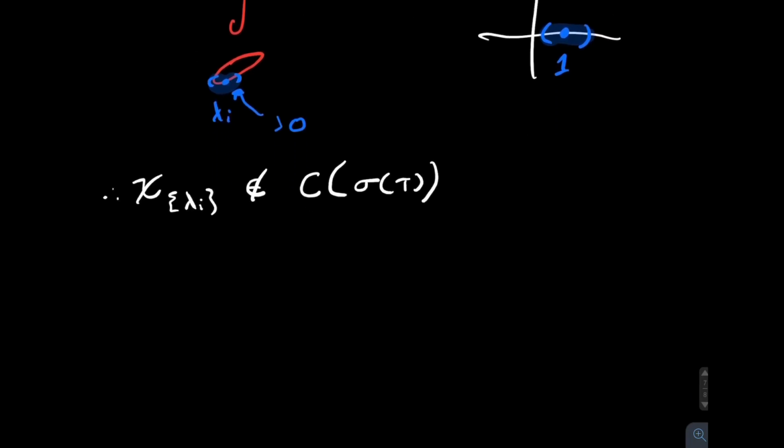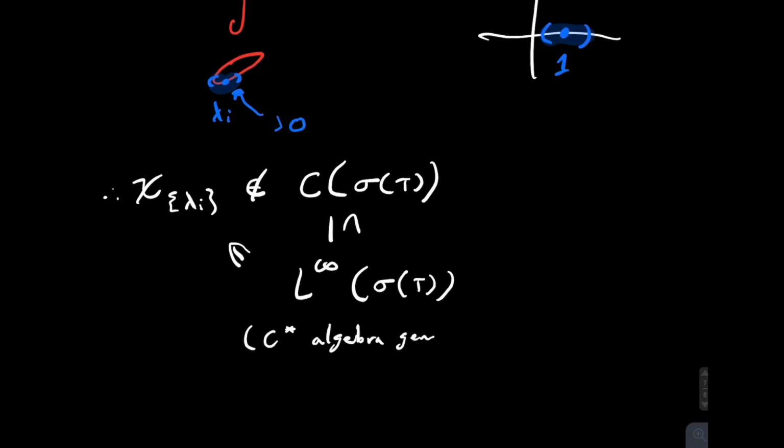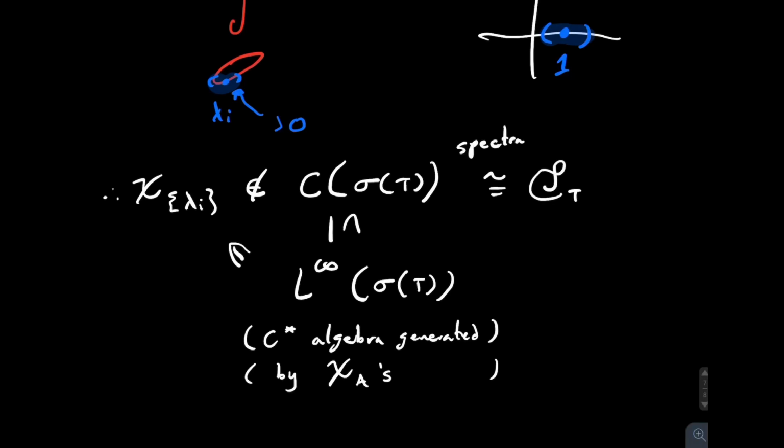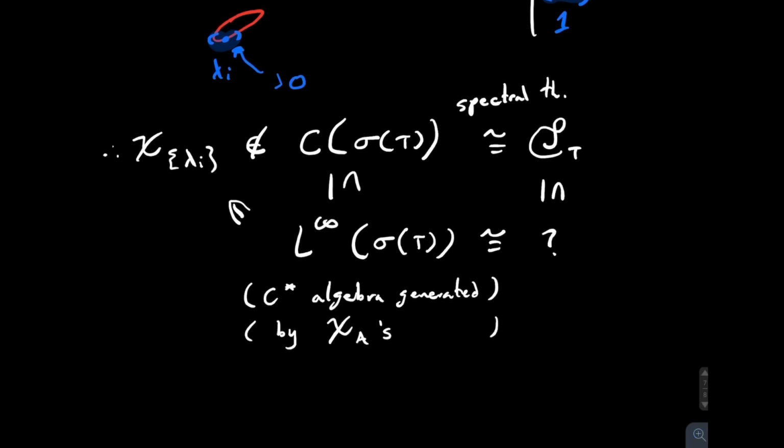And instead of considering continuous functions over the spectrum, we consider the smallest C-star algebra that contains all of the characteristic functions of these singleton sets. And that is precisely the C-star algebra of bounded Borel functions, denoted by L infinity of the spectrum. Now what really made this work was that C of the spectrum was isomorphic to C_T by the spectral theorem. So we want to extend this C_T to some subset of the bounded operators on the Hilbert space. And spoiler alert, this is going to be the closure of C_T.